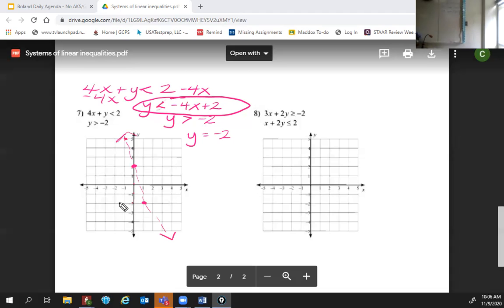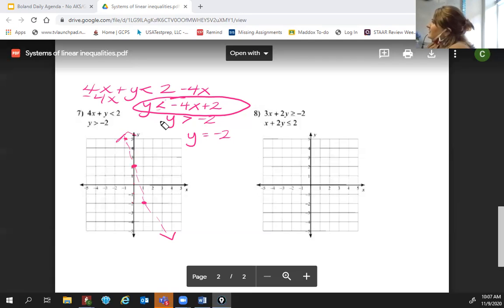Does it look correct? Good. All right, so let's use the highlighter to highlight. This says y is less than. What is the y-intercept? 2. That's where we start on the y-axis.